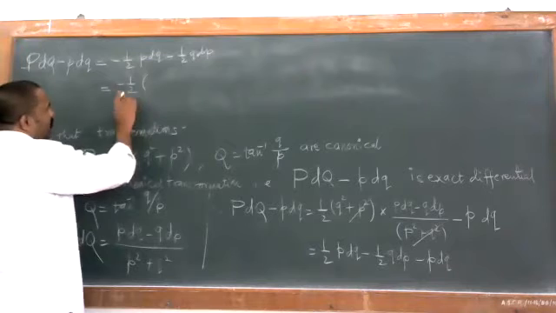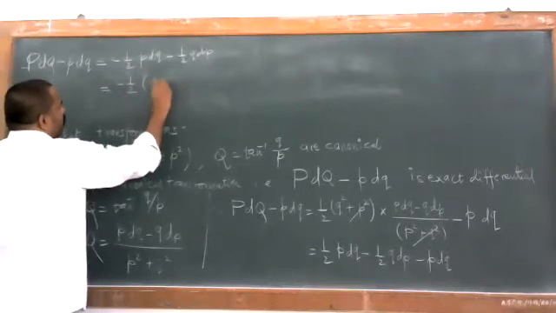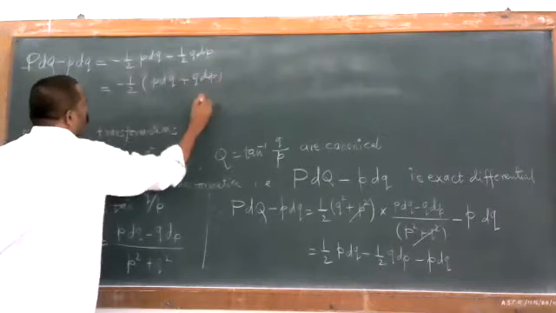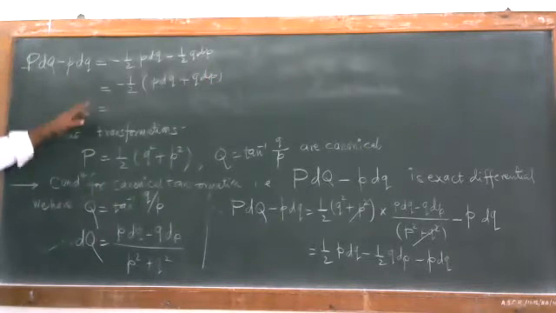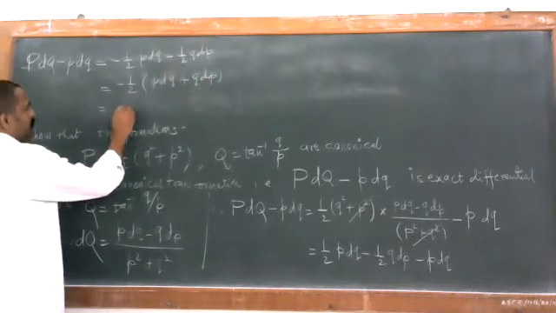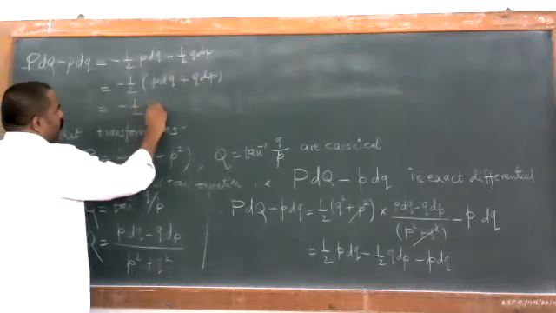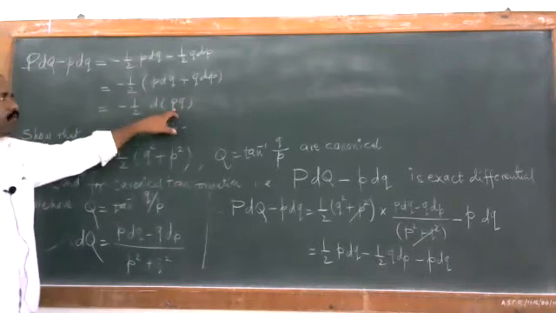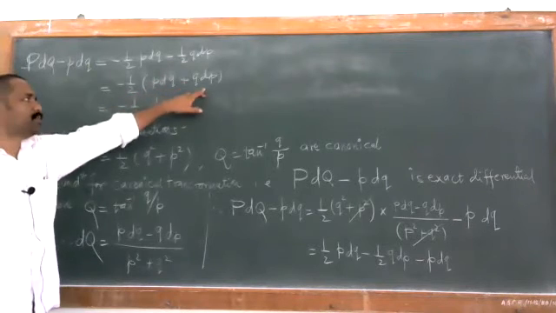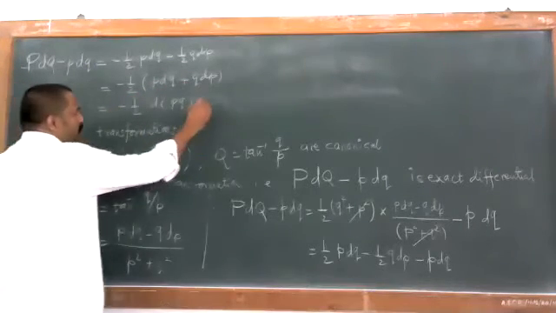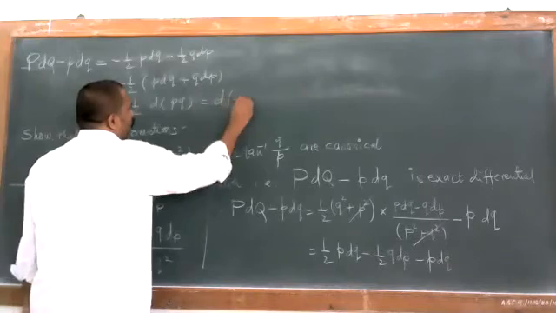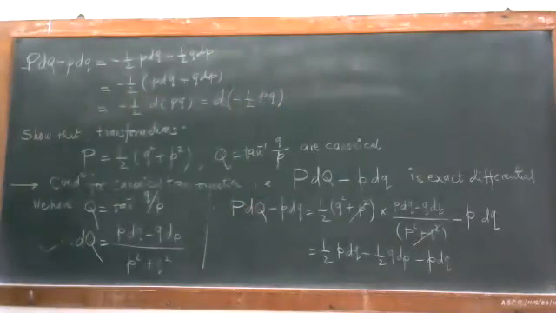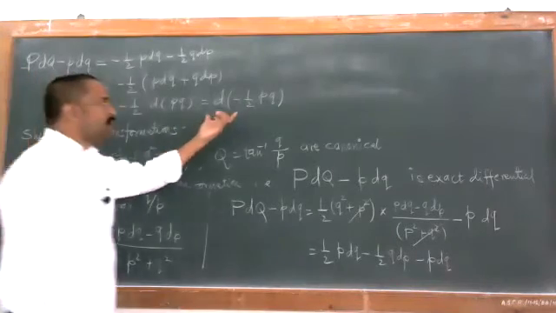Just look at this. I can take minus 1/2 common, and I can write this as p dq plus q dp. What is this? This is 1/2 into the derivative of pq. What is the derivative of pq? p dq plus q dp. So we can write this as the derivative of minus 1/2 of pq. So this is an exact differential.